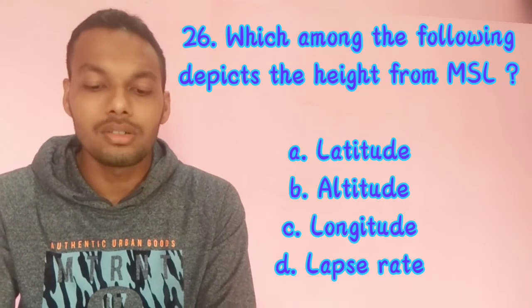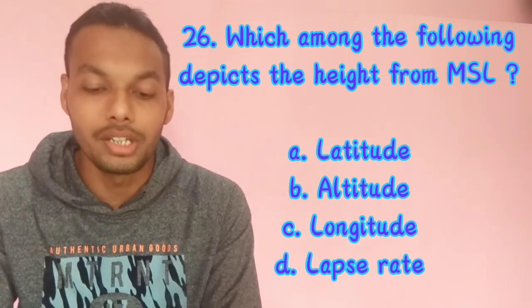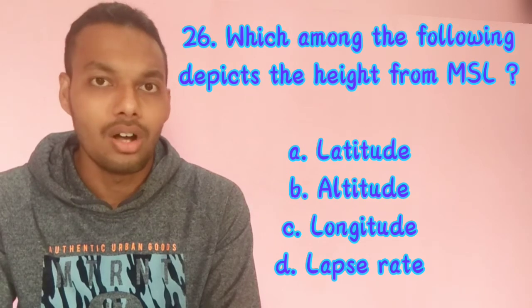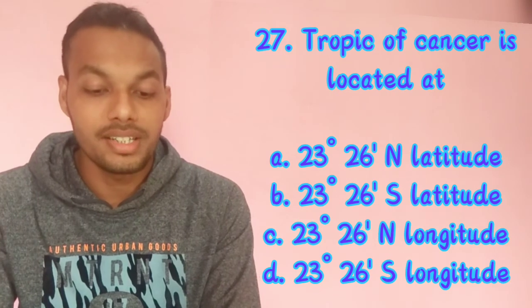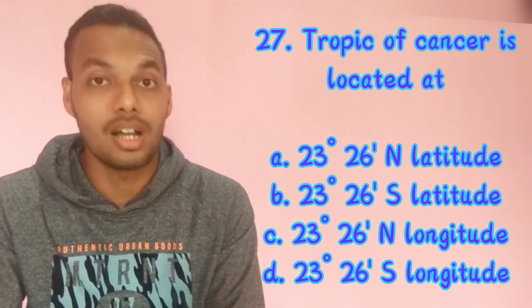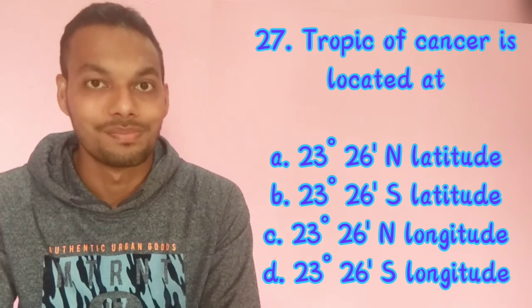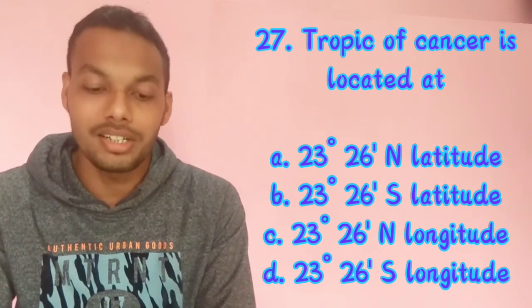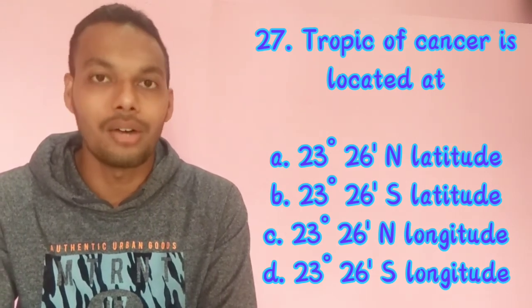The next question: which among the following depicts the height from mean sea level? Is it latitude, altitude, longitude, or lapse rate? Next question for you. Tropic of Cancer is located at 23 degree 26 minute north latitude, 23 degree 26 minute south latitude, 23 degree 26 minute north longitude, or 23 degree 26 minute south longitude. Let me repeat the question.